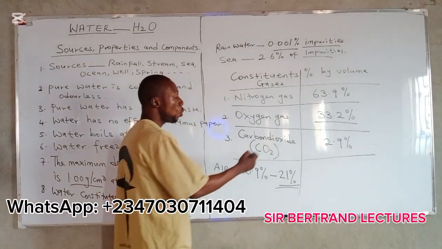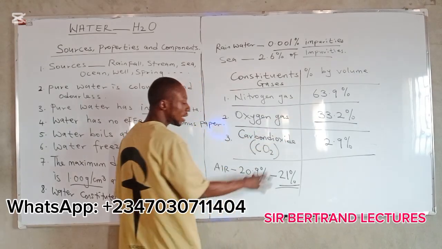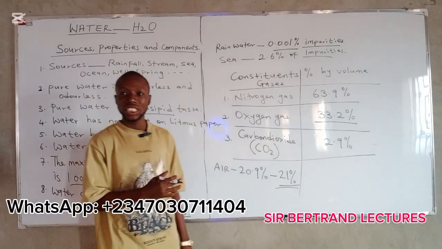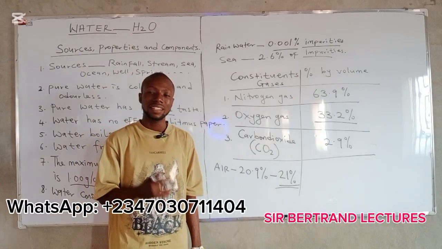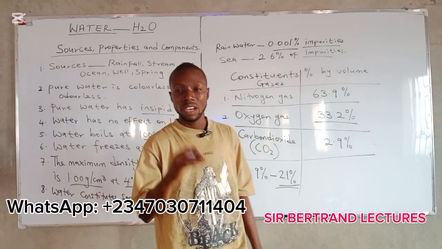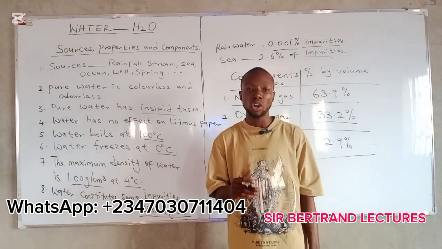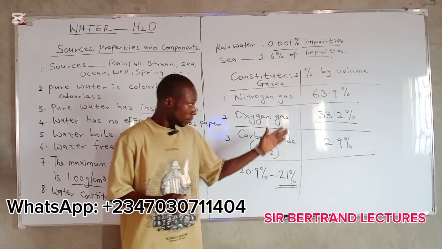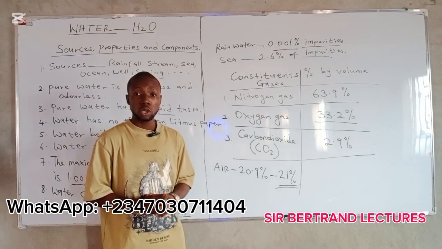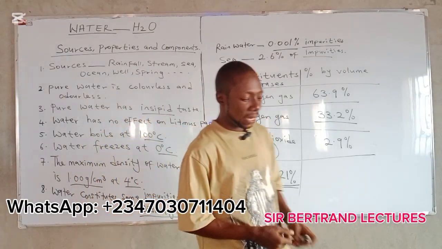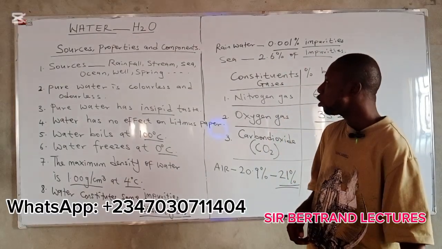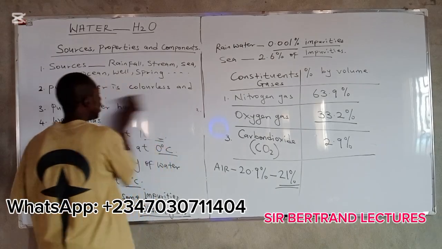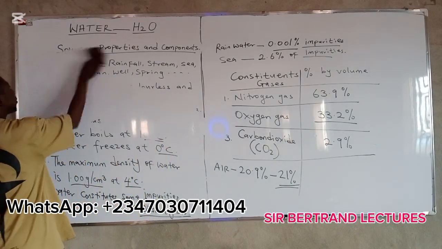This shows that we have more oxygen in the water than in the air. All right? And this simply describes that oxygen is more soluble in water than in air. In other words, because of the higher concentration of oxygen in the water than in the air, oxygen is said to be more soluble in water than in the air. Now, we are going to look at the physical properties of pure water. Let's look at the physical properties of water.